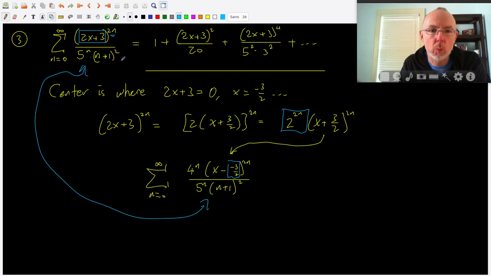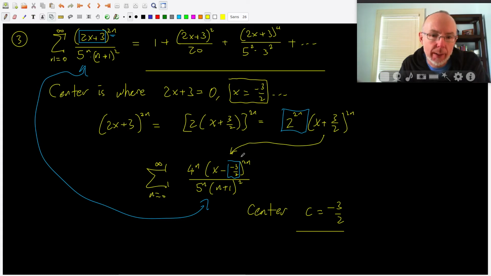Looking at this second one, you can read off the center. The center is where x is equal to minus 3 over 2, so we'll call that c. But that's what I found up here, just by taking that term and setting it to 0. There's no particular value in writing it this way right now, but you can see the comparison between writing it this way and that way. All right, looking at these terms, we've got exponential terms, and we've got this term which is a polynomial. We're going to need to use the ratio test on this.